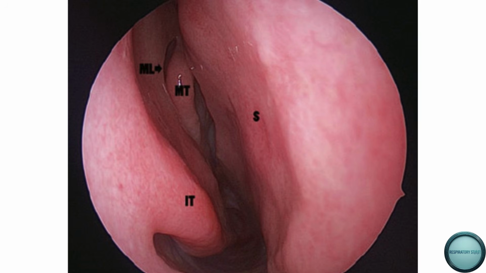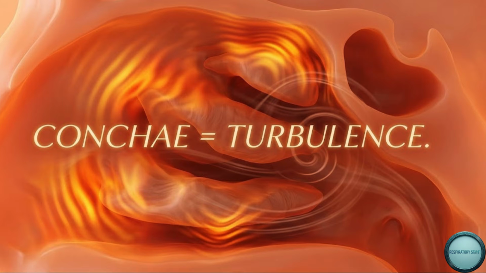It starts here. The nose is the body's HVAC system. See these structures? These are the turbinates. Their job is to create turbulence. This crashes air against the mucosa to warm and humidify it to 100% relative humidity. If you intubate a patient, you bypass this system, which is why we must provide active humidification.